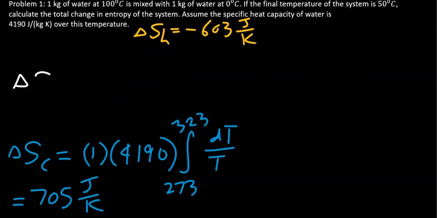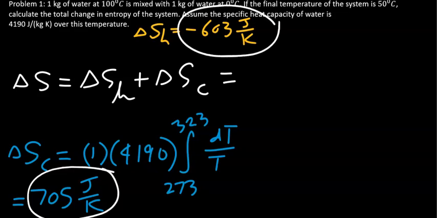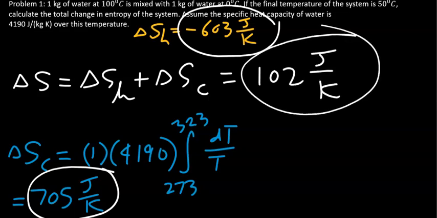The total change in entropy of the system is just the sum of the two values that we have computed, and that's going to give you, when you sum 705 to minus 603, positive 102 joules per Kelvin. As you can see, the change of entropy is positive, or entropy actually increases during this process.